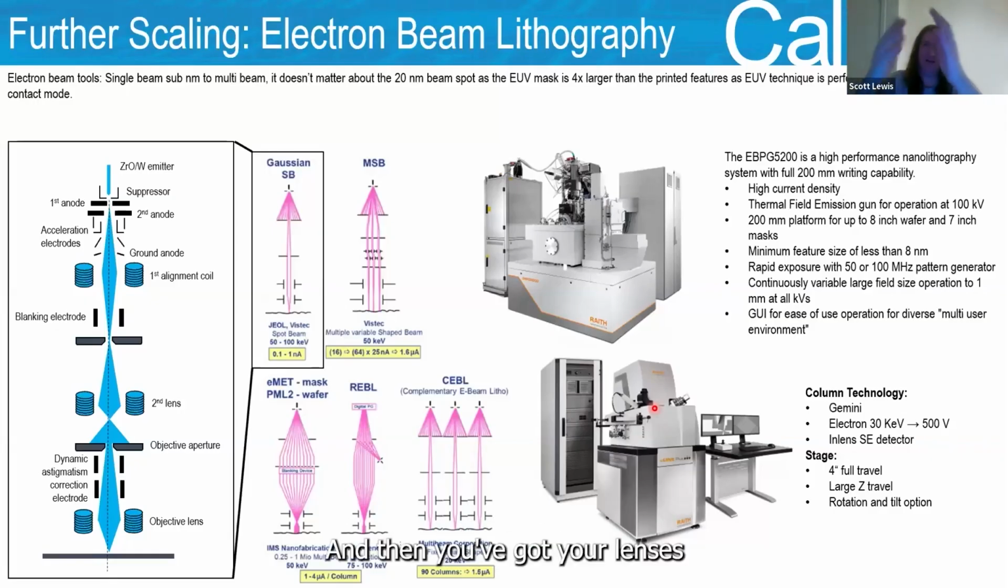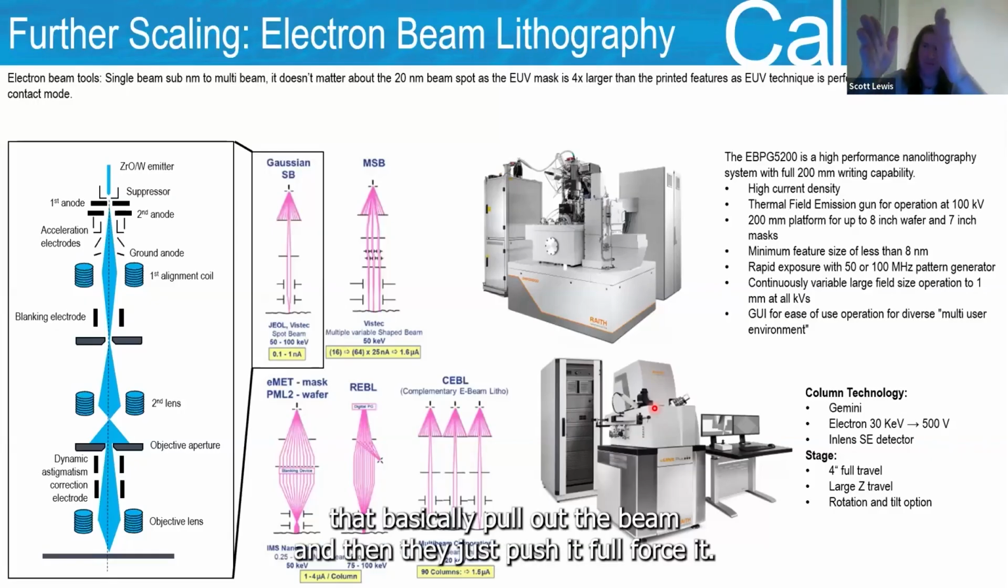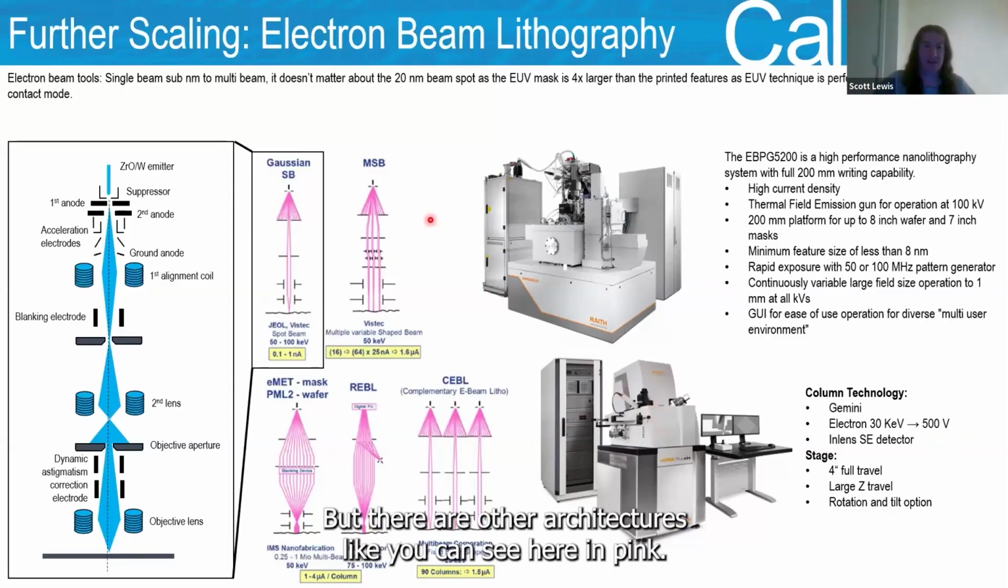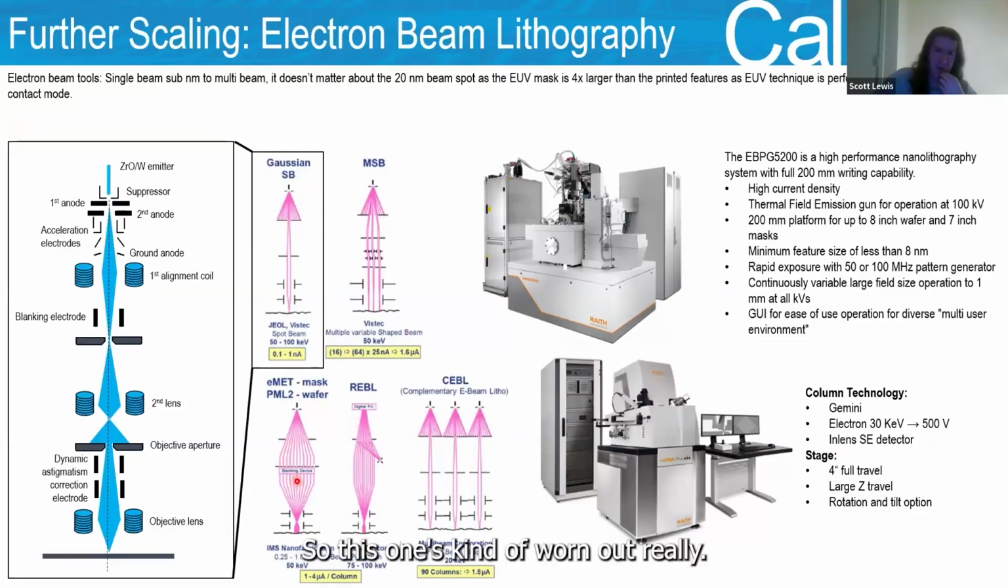Okay, and then you've got your lenses that basically pull out the beam, and then they just push it, force it. Your coils basically force the electrons together, and that's how you get a very fine spot. But there are other architectures, like you can see here in pink. So this one's kind of won out, really.